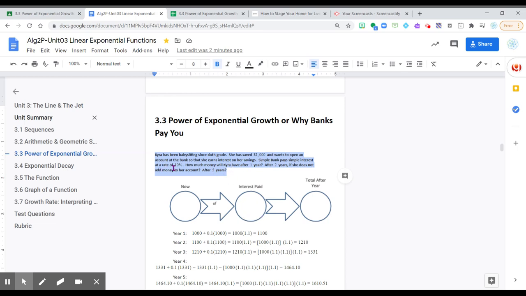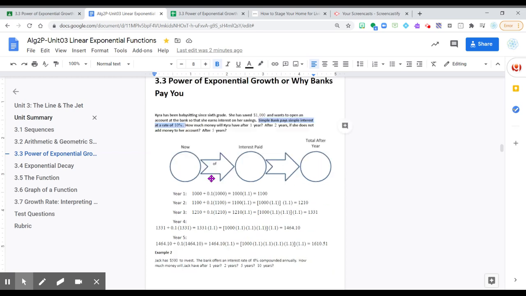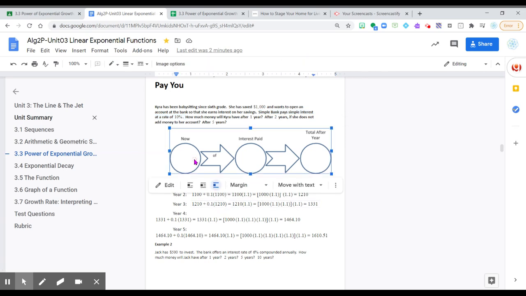So we're going to say Kyra has been babysitting since 6th grade. She saved $1,000 and she wants to open an account at the bank so she earns interest. The bank pays simple interest at the rate of 10%. How much money will Kyra have after a year, after 2 years, if she does not add money to her account, after 5 years? So the idea works like this.